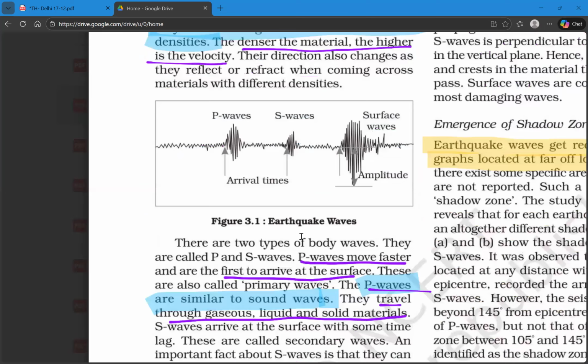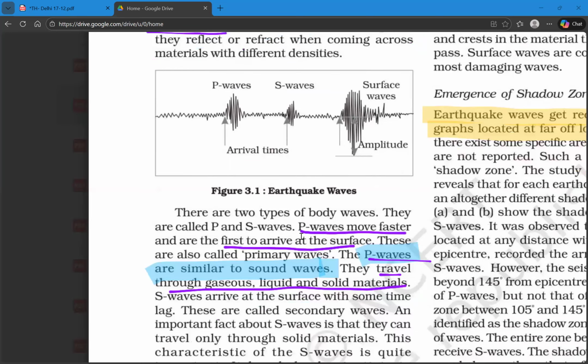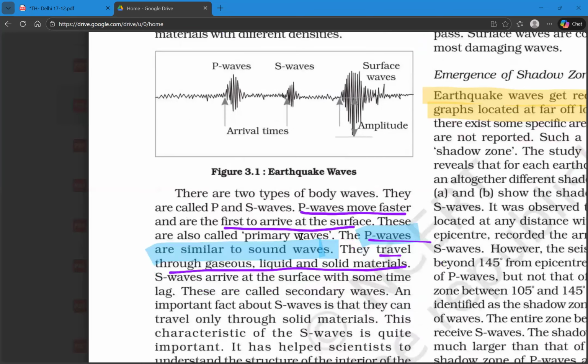Next, we'll see the types of body waves. So under body waves, we have two types, that is P waves and S waves. P waves stand for primary waves. These are similar to sound waves. A sound wave travels through all media, that is liquid, solid, and gaseous. So P waves also travel through gaseous, liquid, and solid materials, and P waves are the first to arrive at the surface.